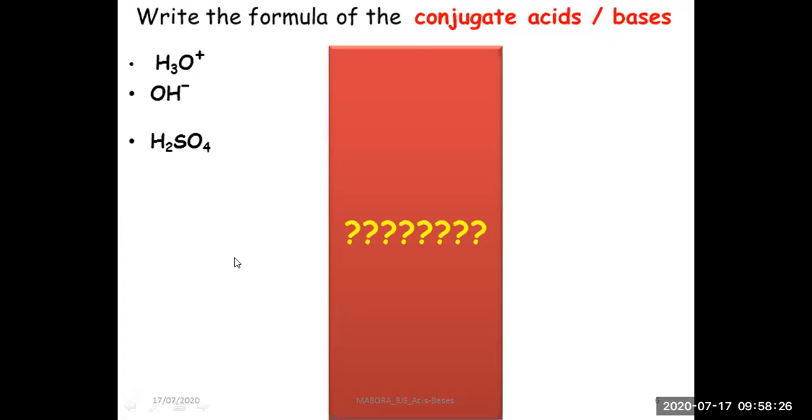Let us check what is this conjugate acid-base. So I've got a list of various compounds. Okay, H3O plus, OH minus, H2SO4, H2 and so on.